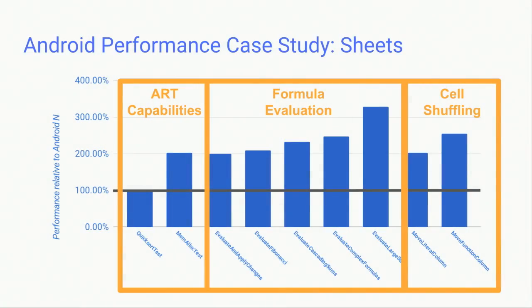And we're very excited to share with you that in Android O, we've made significant improvements to ART's runtime and compiler, up to the point that we are now running 8 out of the 9 benchmarks in Sheets from 2 times to 3 times faster compared to our previous release, Nougat.